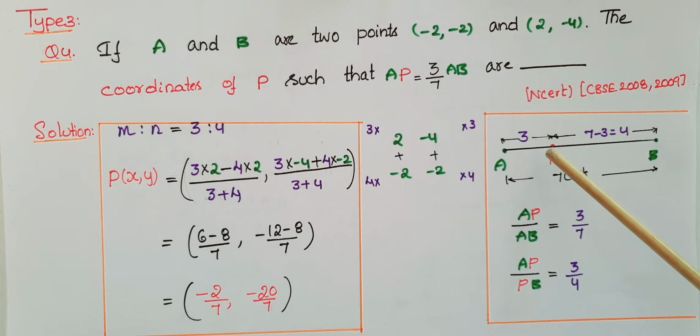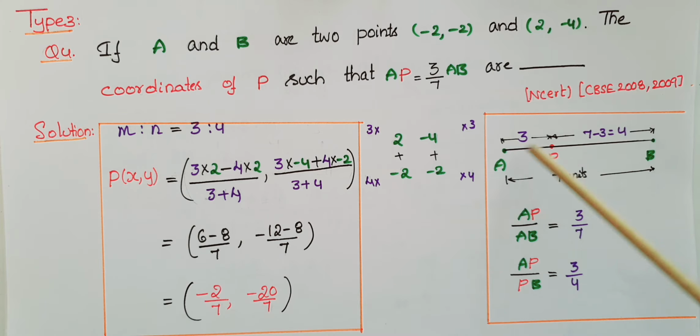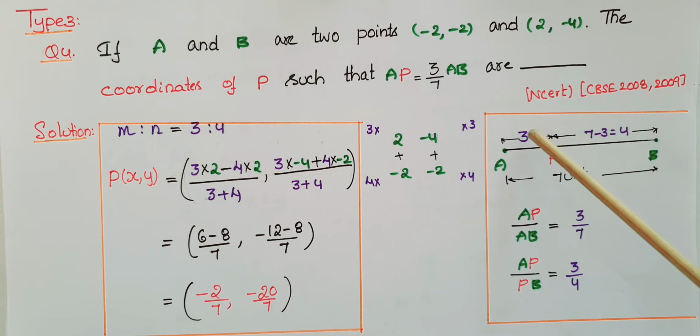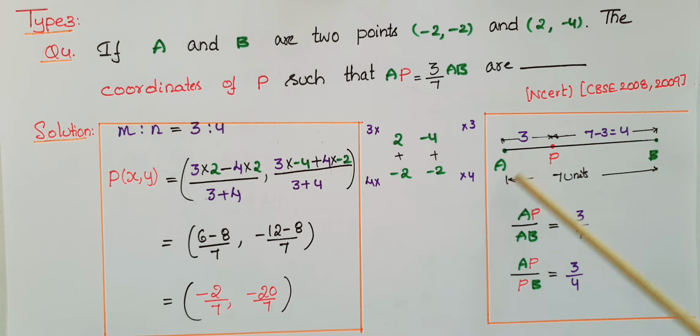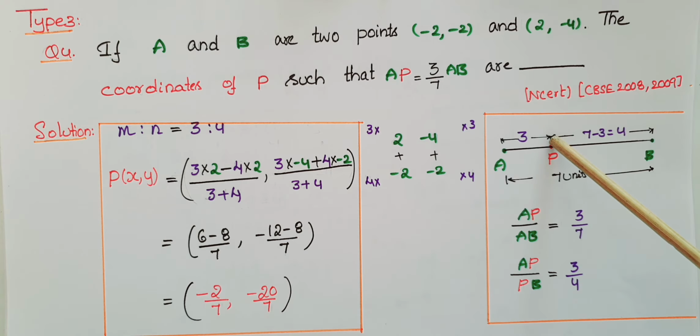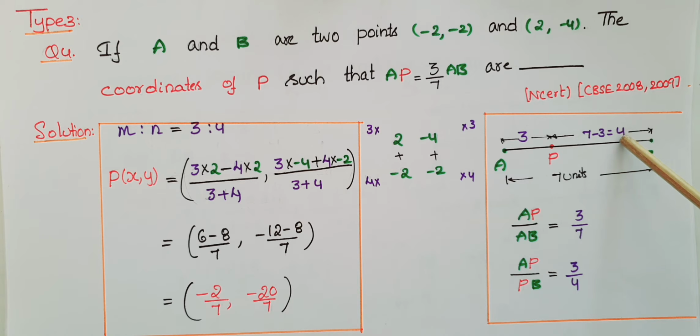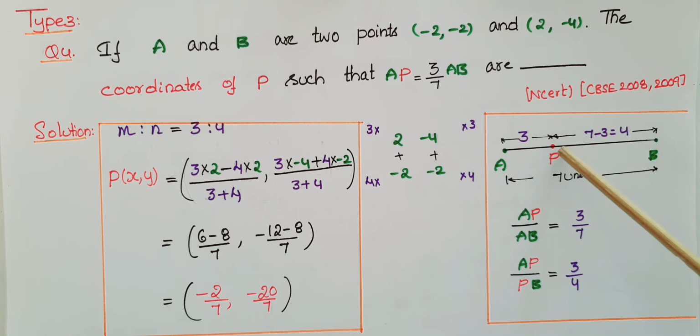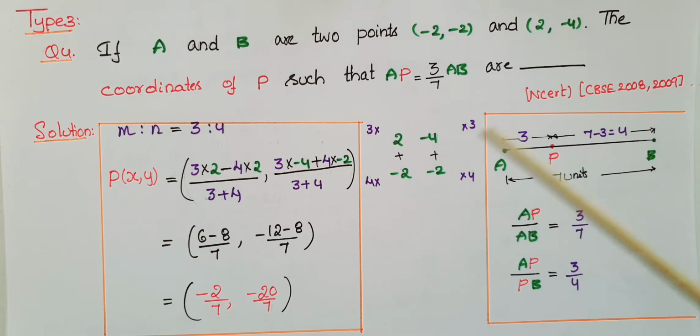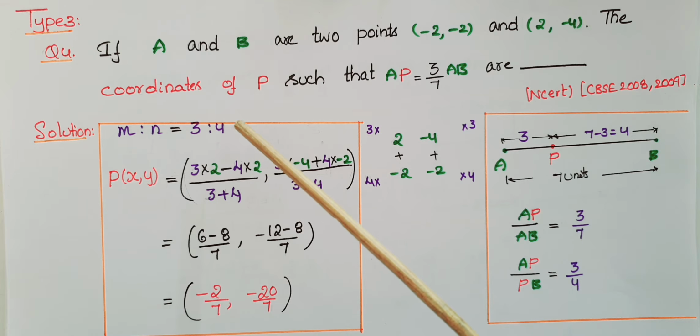That means the point P divides this line segment in the 3:4 ratio, because AB is 7 units. See here, AB is 7 units and AP is 3 units. So PB is 7 minus 3, that is 4 units. So here P divides in the ratio of 3:4. So m is to n is 3:4 here.